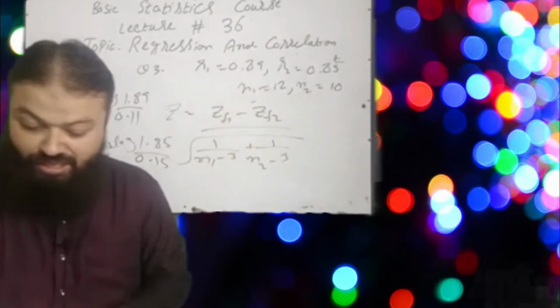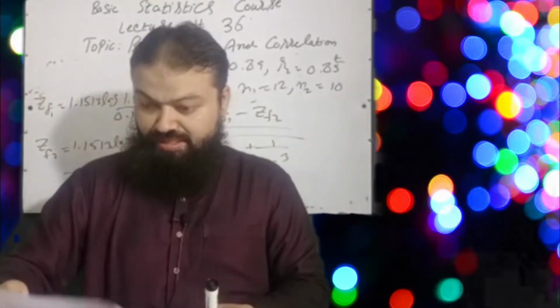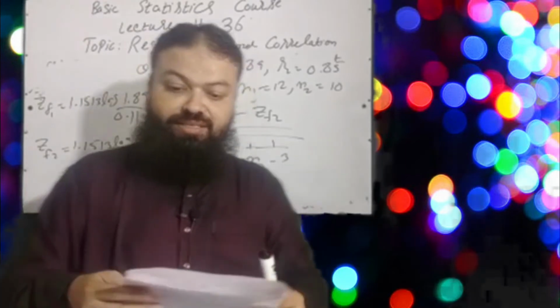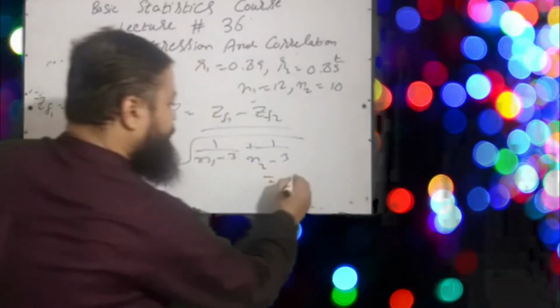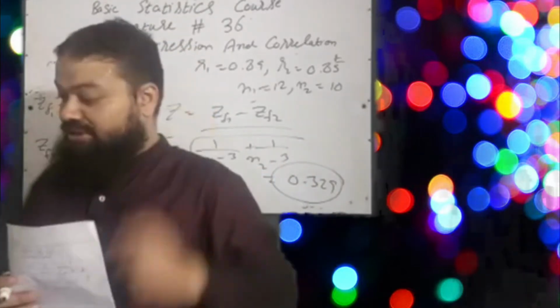Take the square root of the whole expression and find out the value, and the answer will be 0.329. 0.329 will be the correct option in the exam. A very important question.